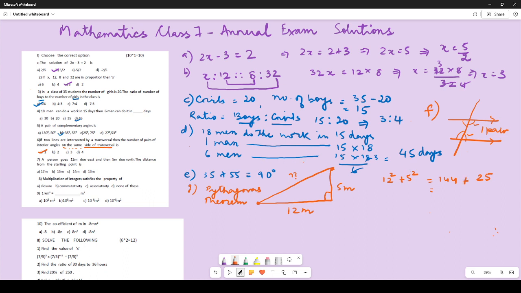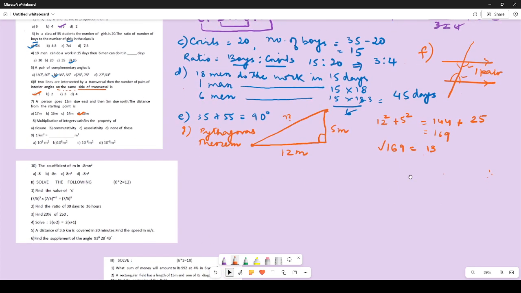So this is base square plus altitude square is equal to hypotenuse square. So this is 169, and 169 is the square of 13. So under root 169 will be 13. So the answer will be this, 13 meters, right? So that is where you committed the mistake.